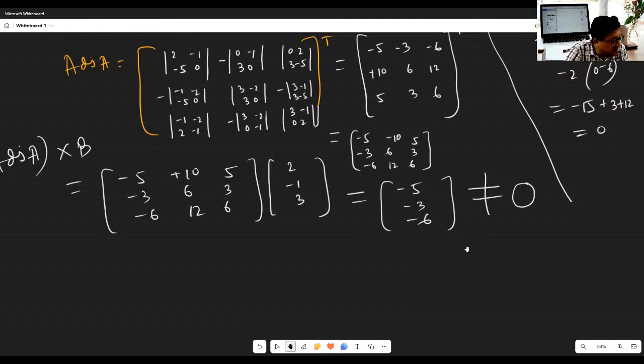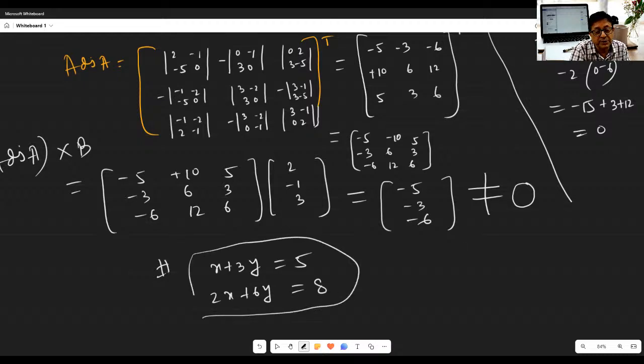Find the consistency and inconsistency of, I am taking a 2 by 2 matrix, say x plus 3y equal to 5. After this I will show you one where there are infinitely many solutions. This you can start before I do it here. Just check whether infinitely many solutions exist or not.